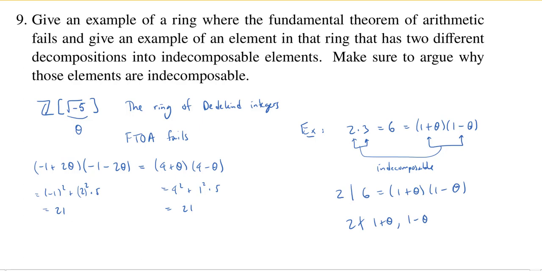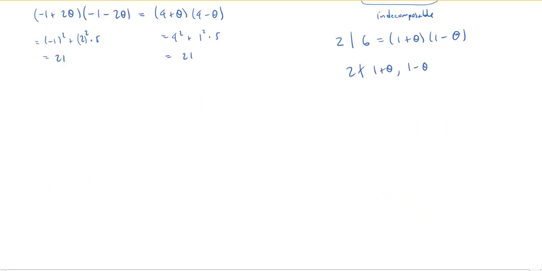So how do we show that they're indecomposable? What we'll do is show it for one of them, and the proof for all the rest will be identical. So let's just take the first one on the left here, -1 plus 2 theta. What I'm going to do is write down the norm of it. So the norm of -1 plus 2 theta. We know that this is equal to 21, right? We just computed it.